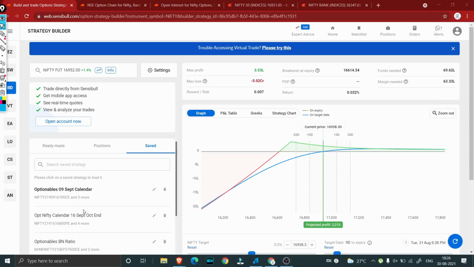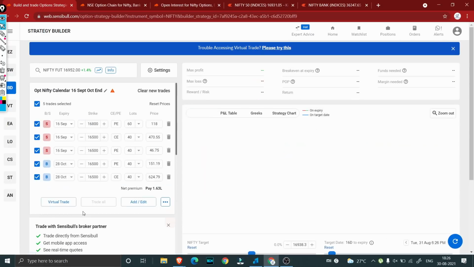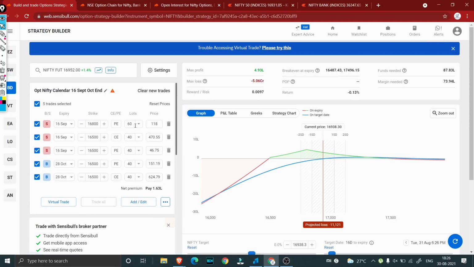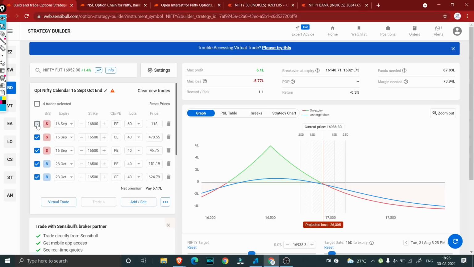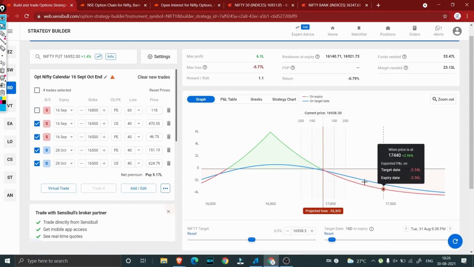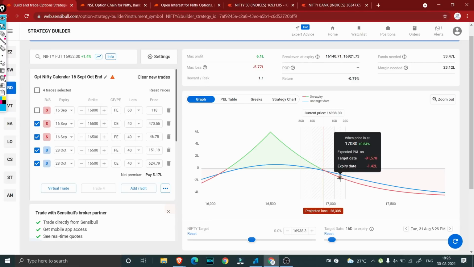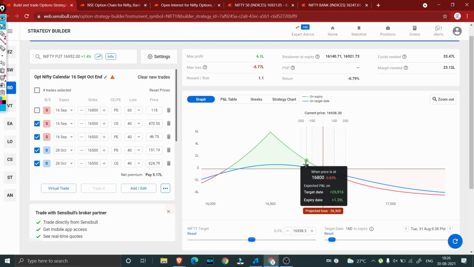Now we'll go to the second trade, and here again I'll show how it was before the adjustment and what adjustments we have done. Before the adjustment, it looked something similar to this. We had already crossed our break even and we were well above our break even price. The only adjustment I have done here is I have shorted some extra lots of 16,800 puts.